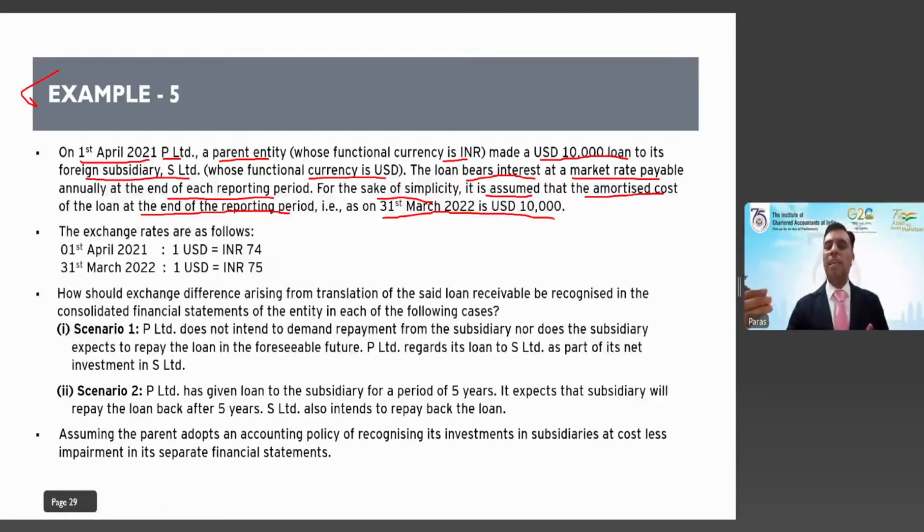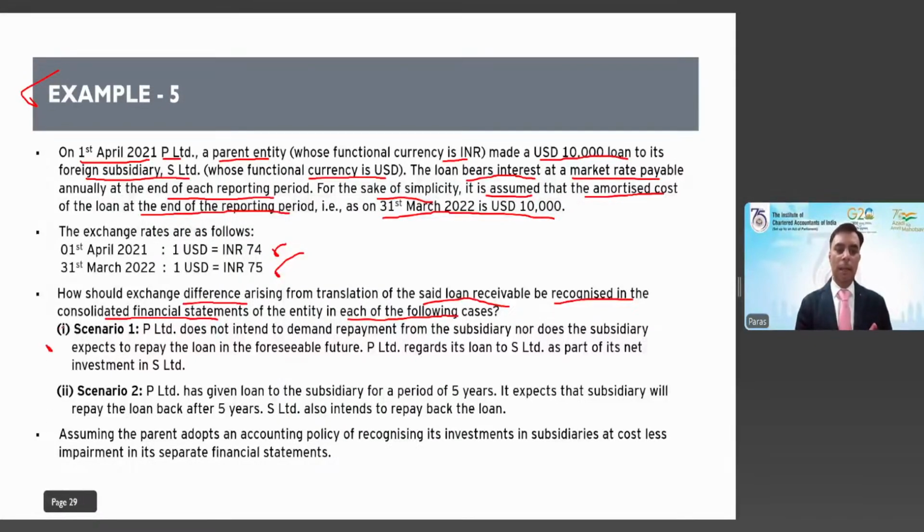Although the loan is required to be classified by using the amortized cost approach as per the provisions of Ind AS 109, they have kept the balance of the loan unchanged on 31st March 2022. On 1st of April 2021, the rate is 1 USD is equal to INR 74, and on 31st March 2022, 1 USD is equal to INR 75. The question is asking how should the exchange difference arising from translation of the said loan receivable be recognized in the consolidated financial statements of the entity in each of the following scenarios or cases.